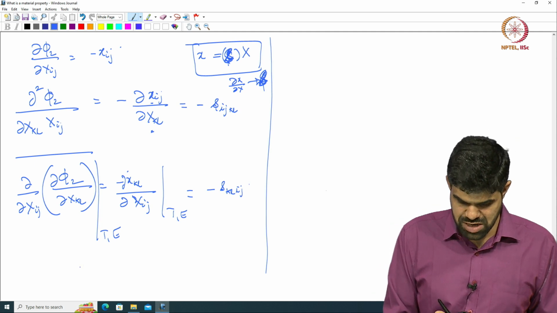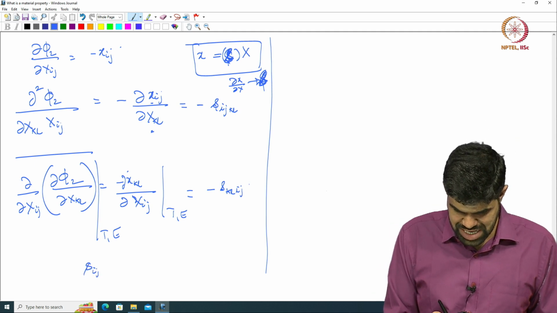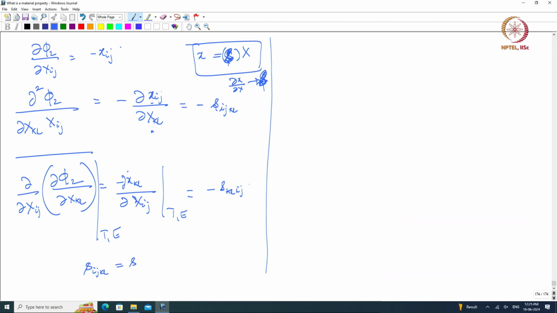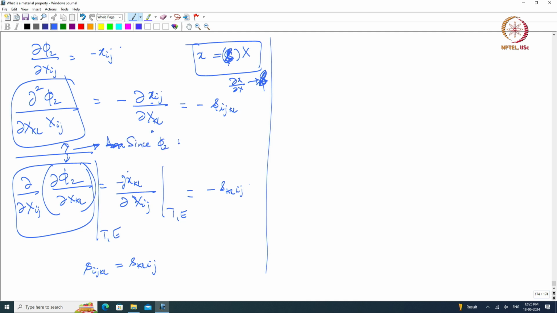So, what have you ended up showing? You have ended up showing that sijkl is exactly the same as sklij, because this one and this one are one and the same, right. These are analytical functions, which means that these are one and the same, since phi 2 is analytical. Let me call this 1 and let me call this 2. 1 and 2 are the same.